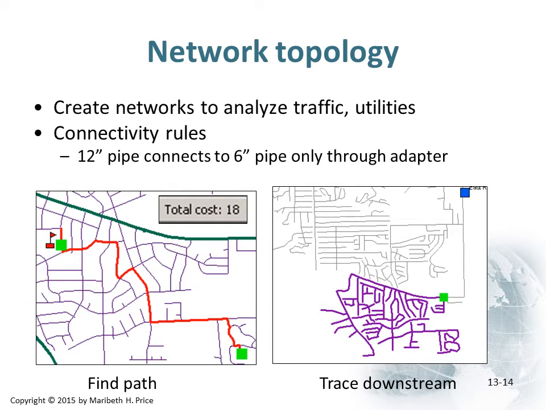Network topology, mentioned this briefly a little bit earlier. It's often used to analyze things like traffic and utilities. It's essentially the connectivity rules between a linear network. Things like 12-inch pipes can only connect to a 6-inch pipe if it goes through an adapter, that kind of stuff. It allows you to do things like finding paths or tracing areas that are up or downstream from a particular location in a network.